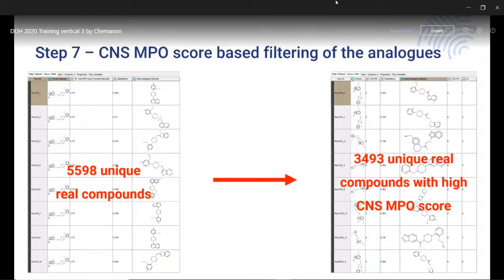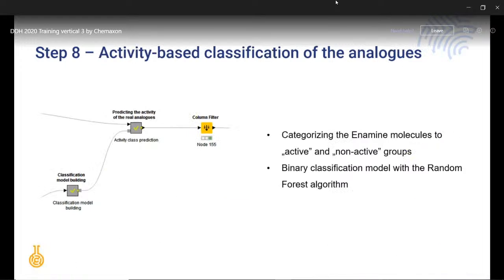But in order to make sure that these found real analog compounds have really good physicochemical properties, we repeated the CNS MPO score-based filtering on these real analog molecules as well, to filter out those where the physicochemical properties are not good enough. And after this filtering, the next step was to get some kind of prediction for the biological activity that we can expect from these remaining analog compounds.